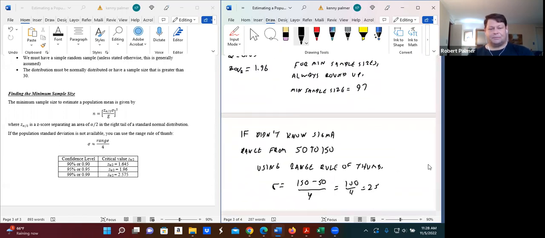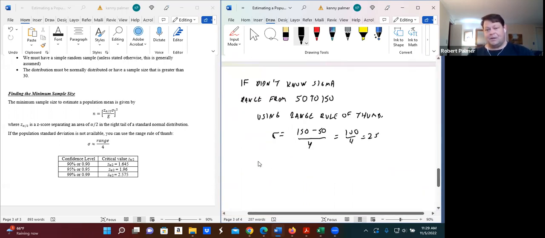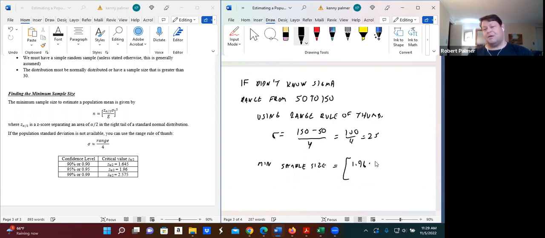Let's take a look at our formula. We had 15 before, now we're going to do 25. That's actually going to require a larger sample size because we're increasing sigma. Okay, but let's plug that in and see. So now our minimum sample size is going to be 1.96. Everything stays the same except for sigma, which is now 25, divided by 3, squared. So let's do that.